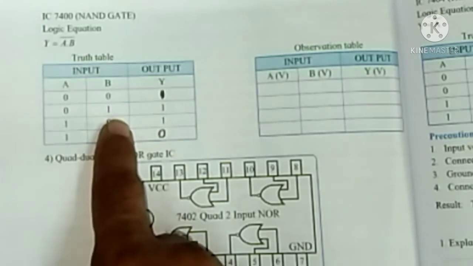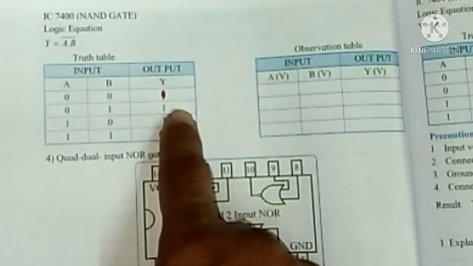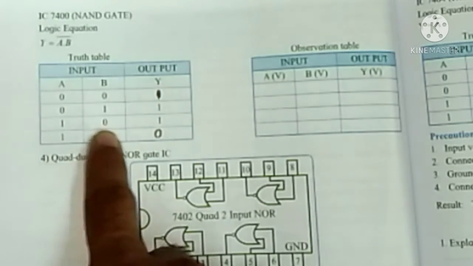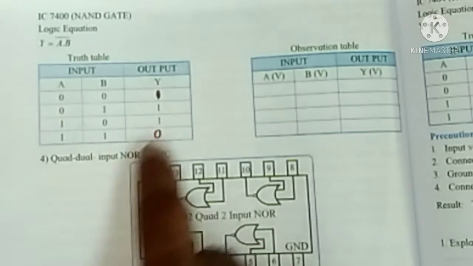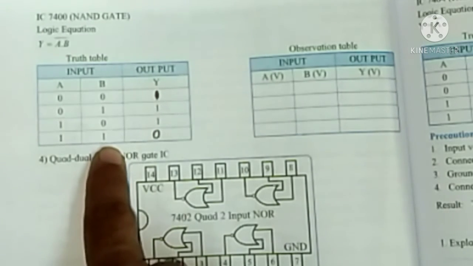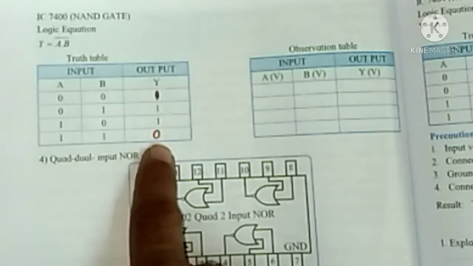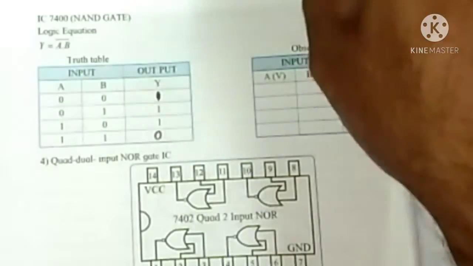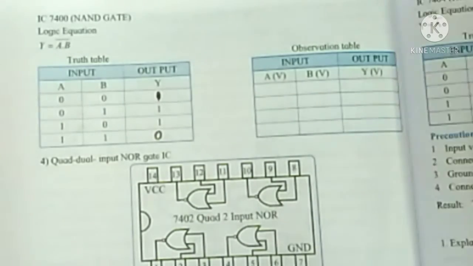Then 0.1 is 0, but again due to the negation, here we get simply 1. Right? Here 1.0 is 0, but again due to the negation, here we get 1. And here 1.1 is 1, but due to the negation, again we get 0. Right? Now this will be the given truth table.